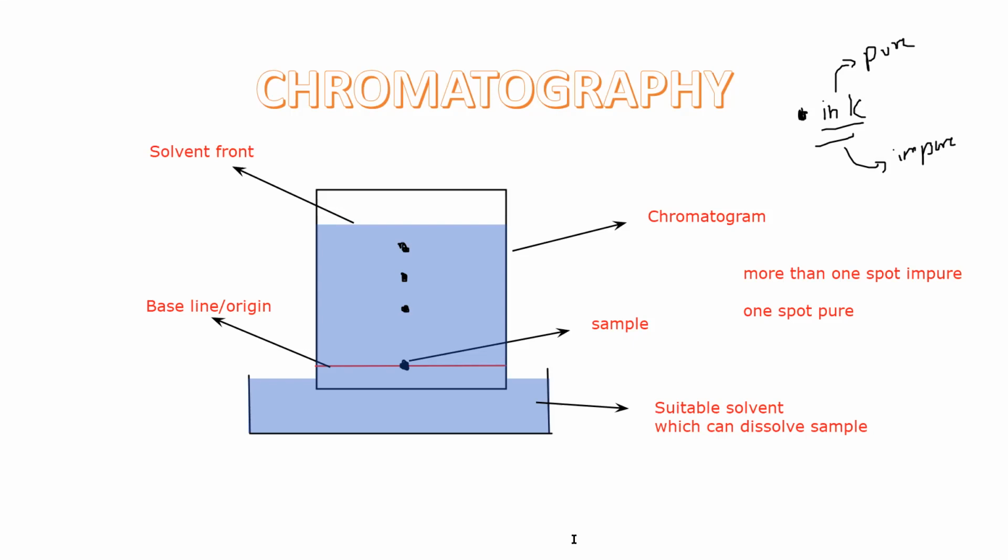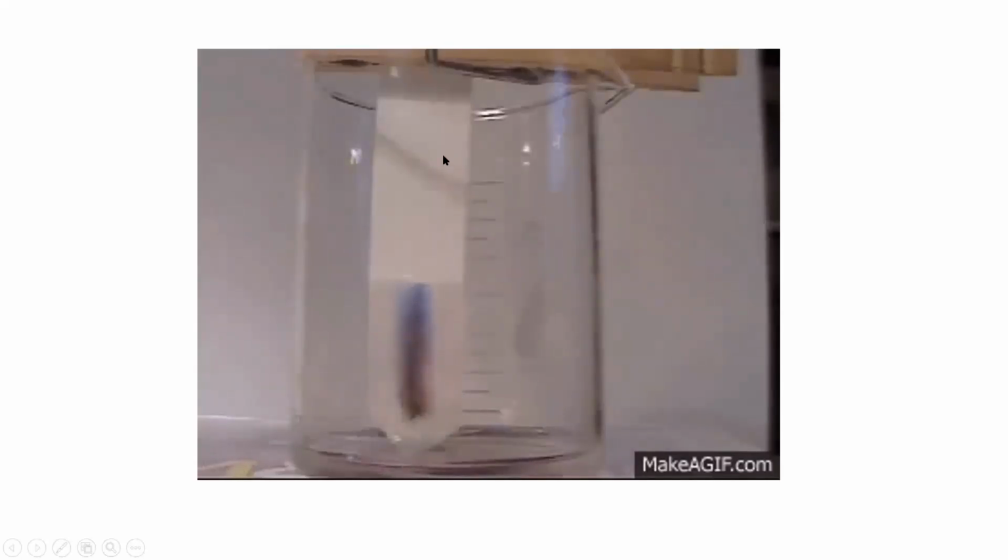Is the concept of chromatography clear? It is normally used to identify whether colors, dyes, and inks are pure or impure. Like you can see here, this paper is a chromatogram.